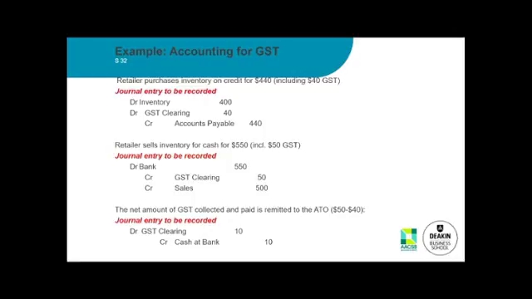Now we call this a clearing account. Do we all know what a clearing account is? It's one that has debits and credits in it. It might be a liability when we owe money to the tax office, and it might be an asset when the tax office owe us money. So it can fluctuate from one to the other.